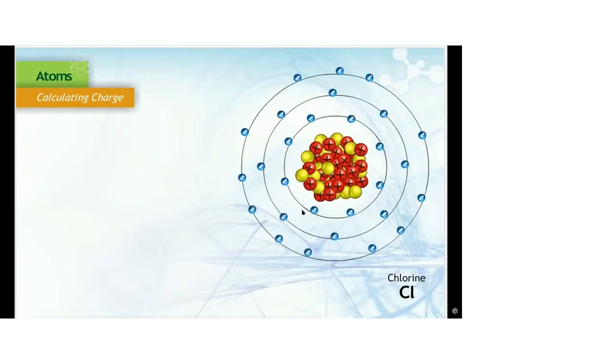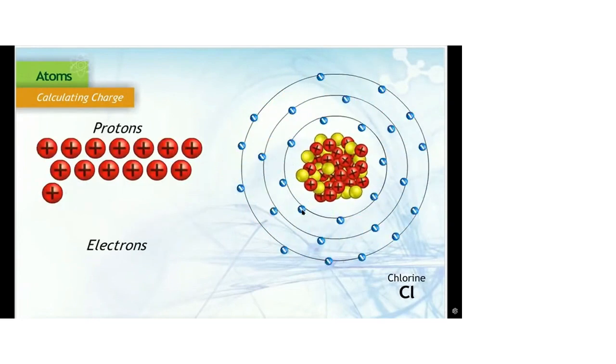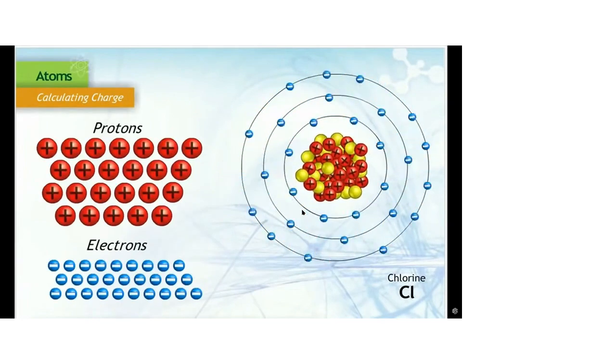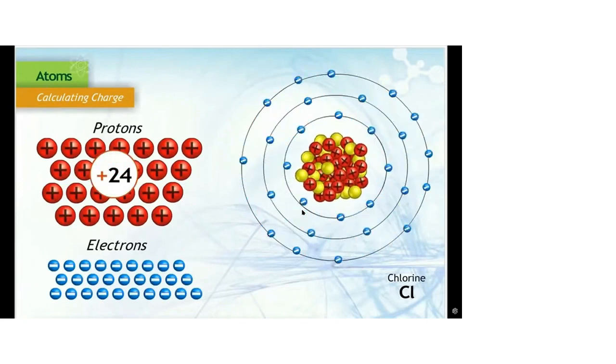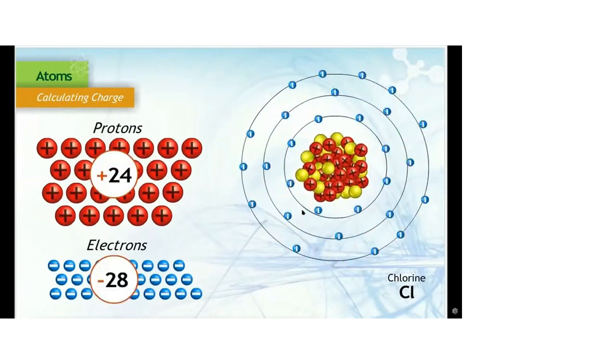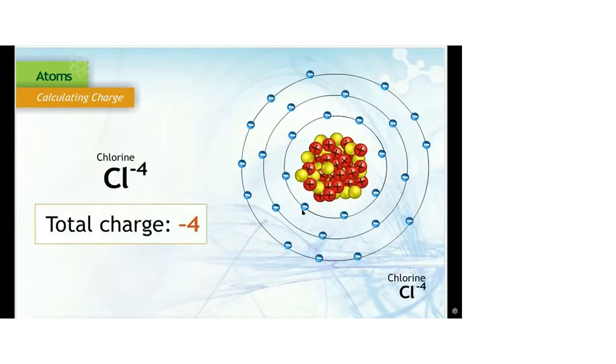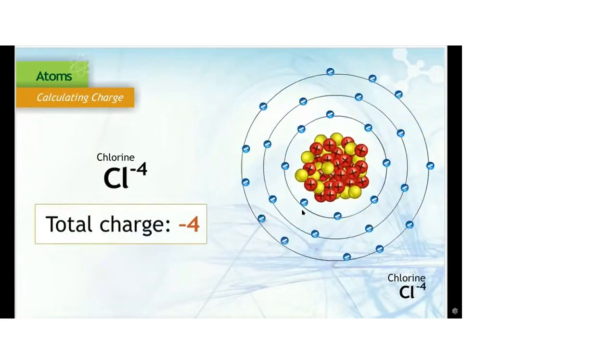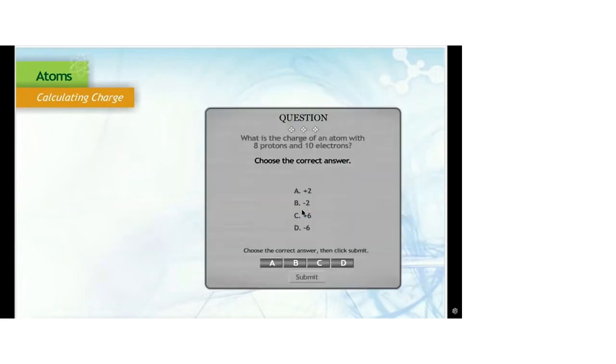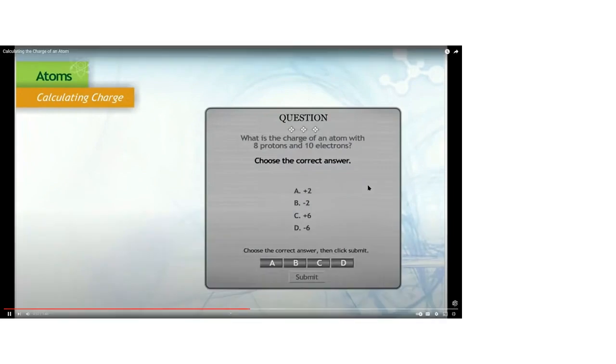Conversely, if an atom has 24 protons and 28 electrons, there are 24 positive charges and 28 negative charges. Adding the two results in a charge of -4. What is the charge of an atom with 8 protons and 10 electrons?